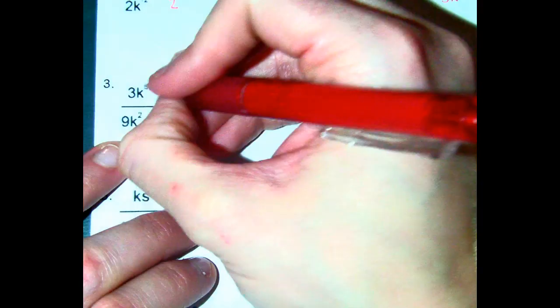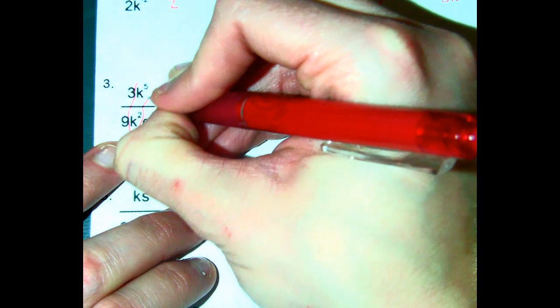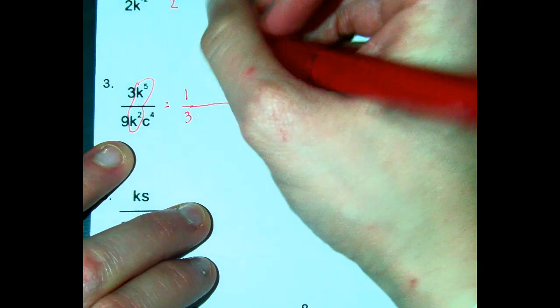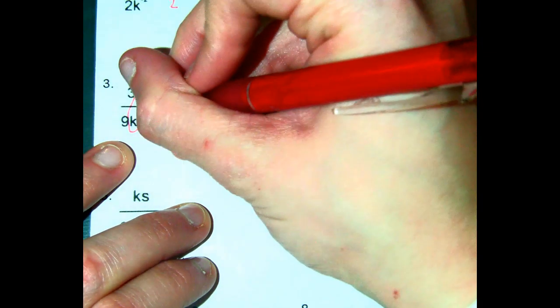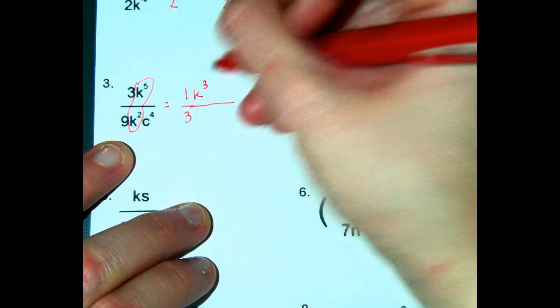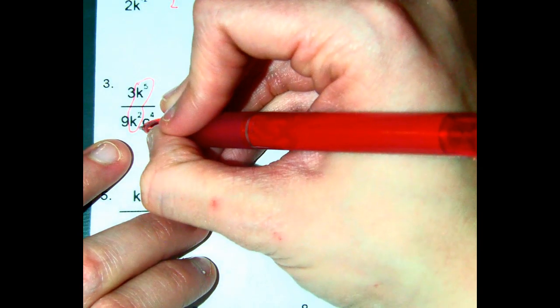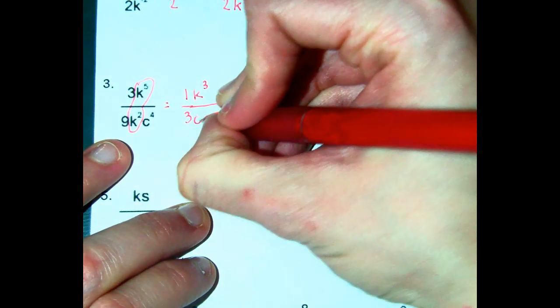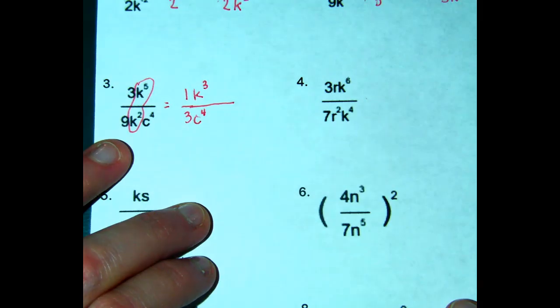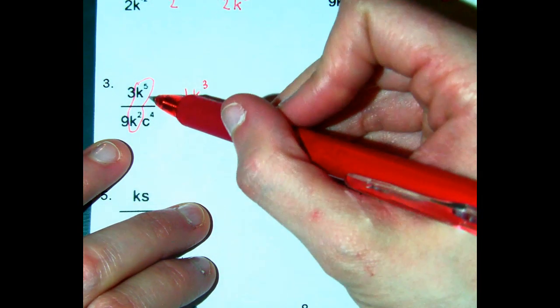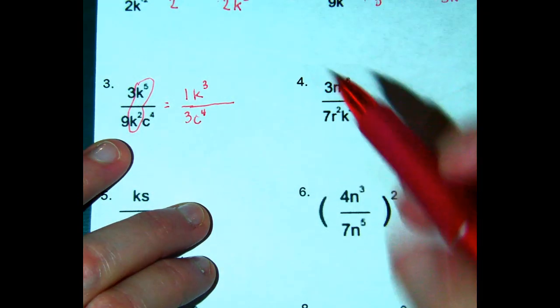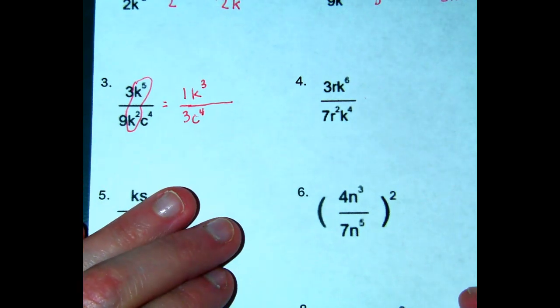Okay. And I'm now looking specifically at the things that are alike. I've got k. 5 minus 2 is 3. I'm not going to have to move that one. And then I've got c all by itself right here, so I'm just going to write c to the 4th. Since c had no common base, I just bring it back where it's at currently.